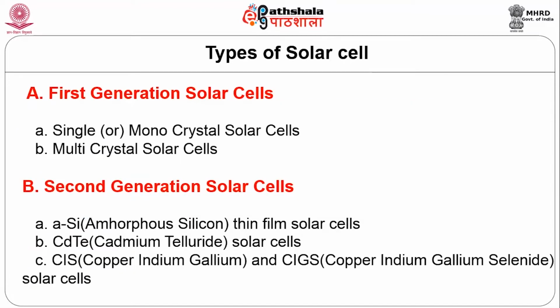The various types of solar cells: the first generation solar cells are the single or monocrystalline solar cell and the multicrystalline solar cell. The single or monocrystalline solar cell has high efficiency when compared with the multicrystalline solar cell. But commercially, multicrystalline solar cells are being used because they are cheaper than the monocrystalline solar cell.